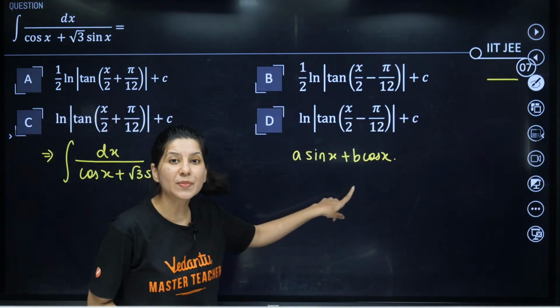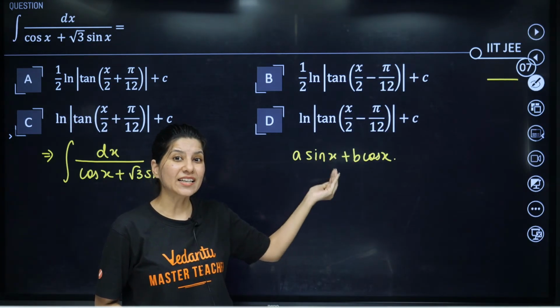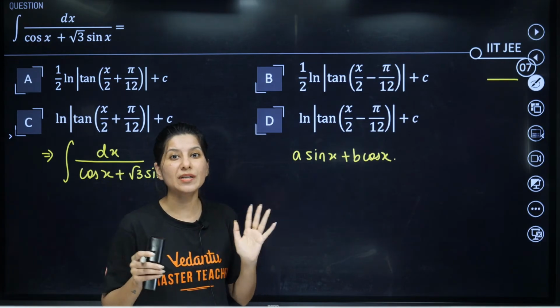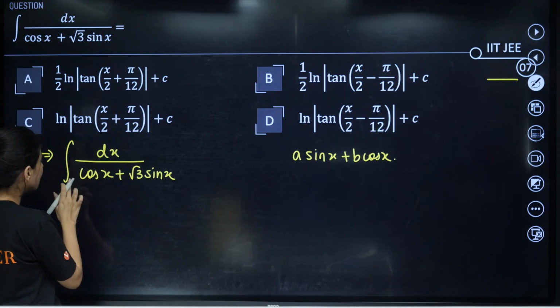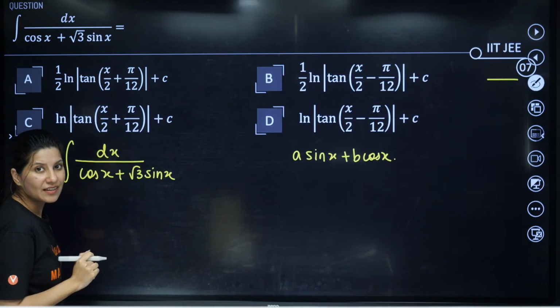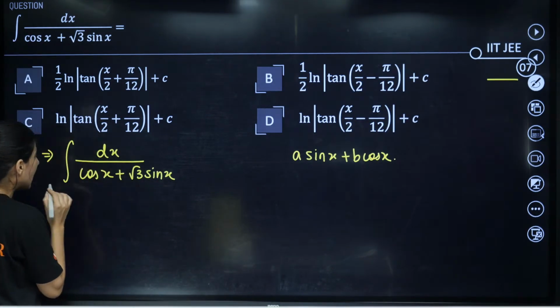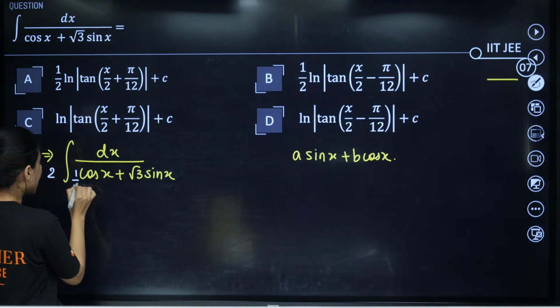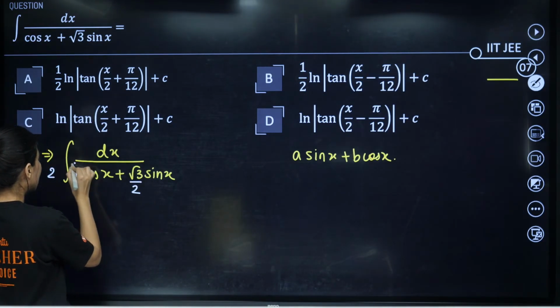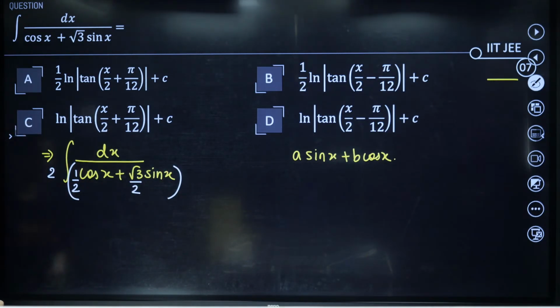a sin x plus b cos x can be put into a formula by multiplying and dividing by the square root of a square plus b square. So here, square root of 1 plus 3. Square root of 1 plus 3 is 4. Square root of 4 is 2. So I want 2 over here and 2 over here. Can I do that? Because I want to make a proper formula.